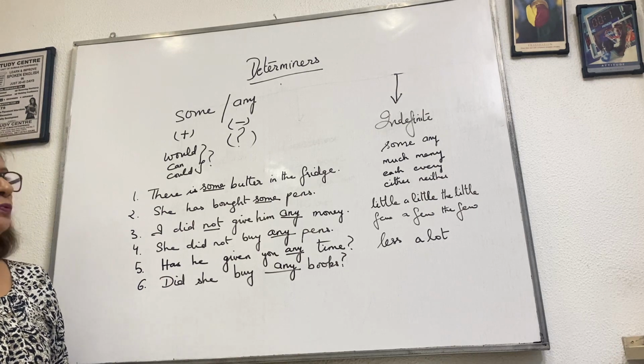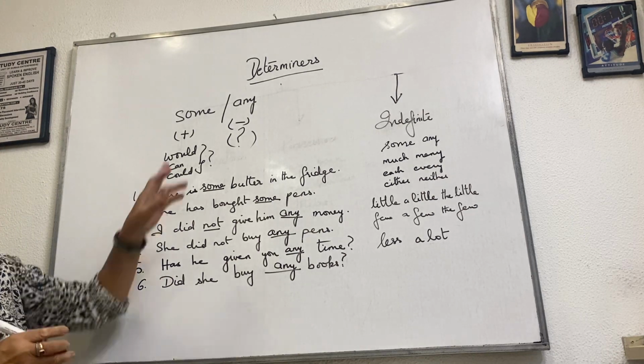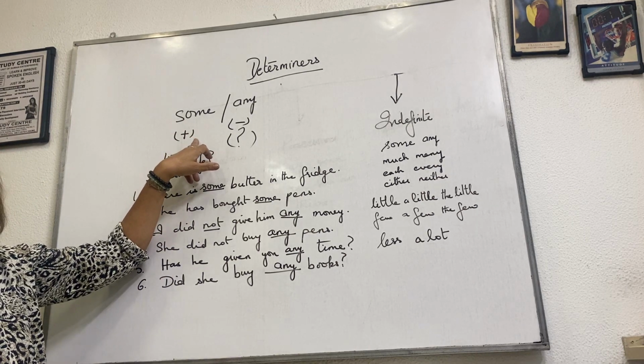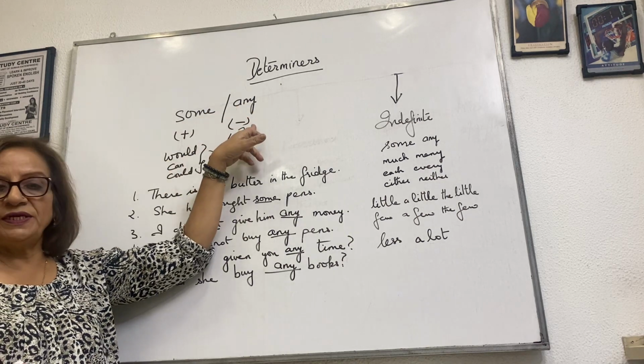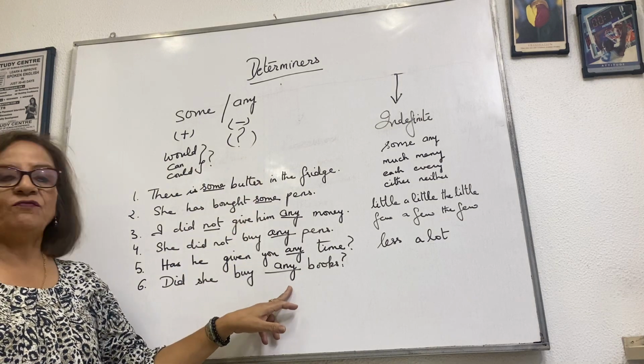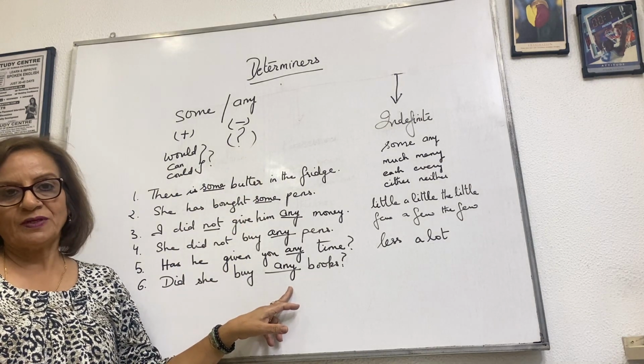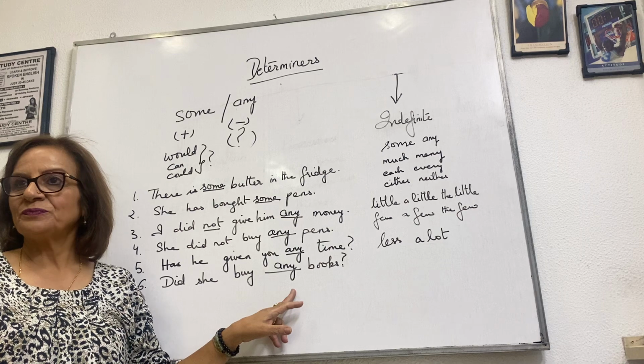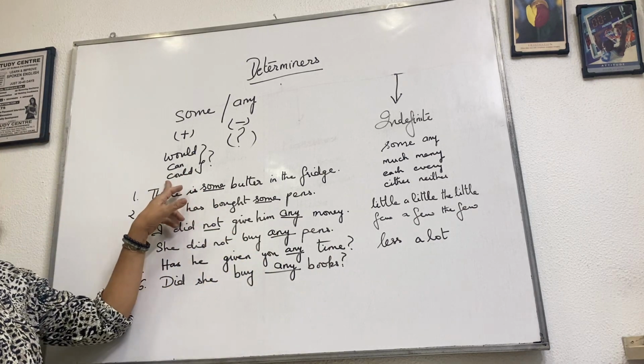Okay. So according to the rule, some we always use in positive sentences, any we use in negative sentences, and in interrogative sentences we also use any. Is it clear to all of you students? Some and any. Now exception.